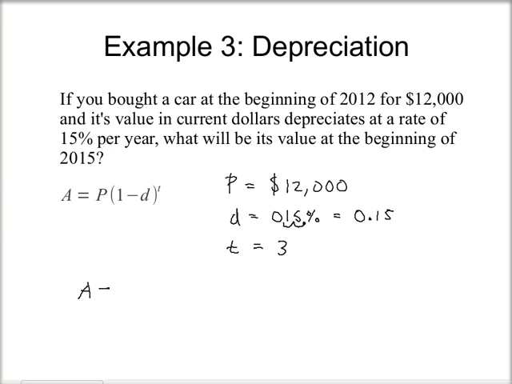I'm going to have A is equal to $12,000 times (1 minus 0.15) to the power of 3. So if I put that in my calculator, then at the beginning of 2015, your car is going to be worth $7,359.50. So the value of your new car has dropped a lot in 3 years.